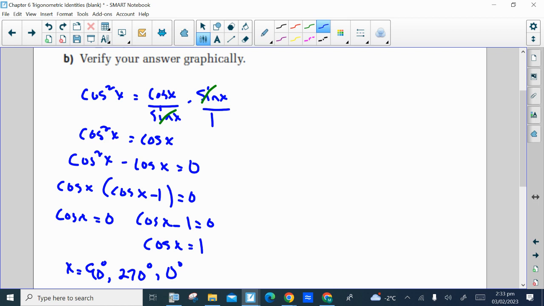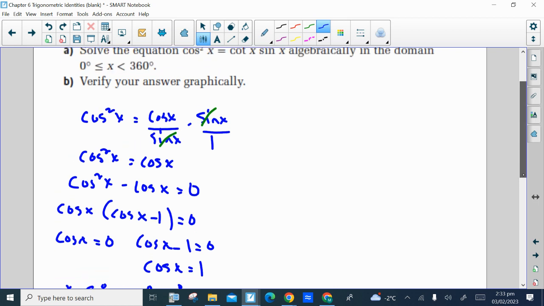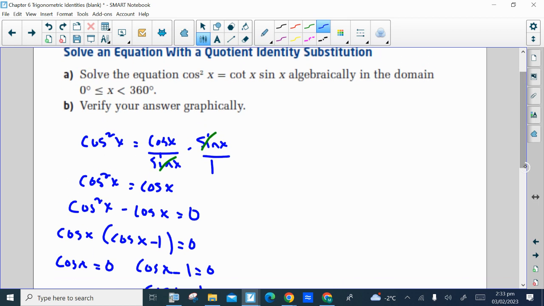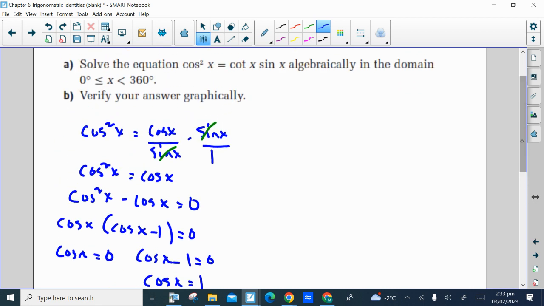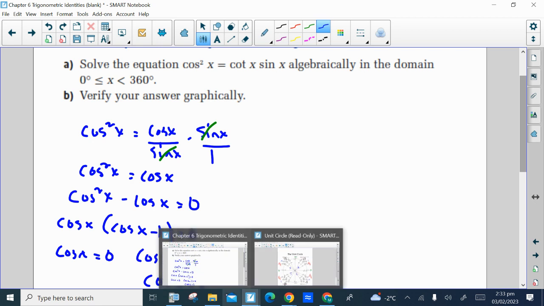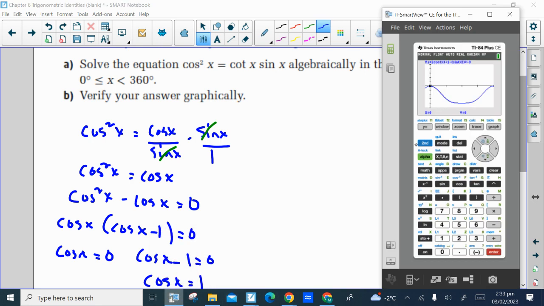So when we're checking this, our calculator has to change to degrees instead of radians. So we need to change our mode and we need to change our windows. Our mode will now be in degrees. And our windows will also be in degrees. So let's go from negative, let's say 90 degrees up to 360 degrees. And we'll set our scale to every 90 degrees.